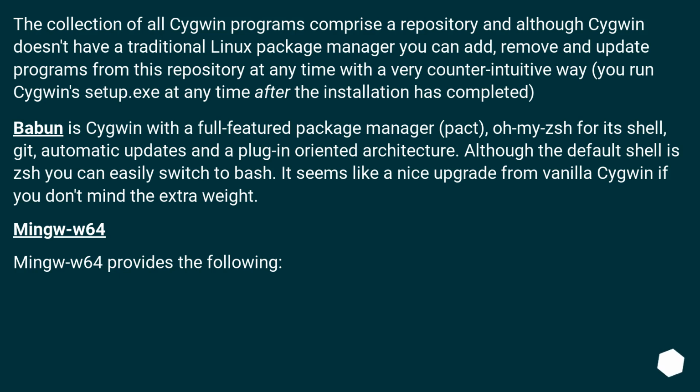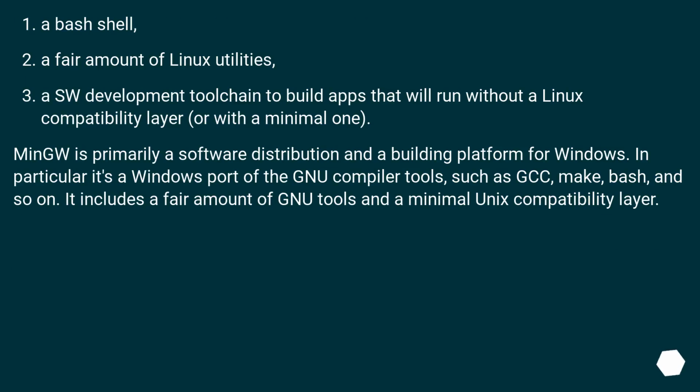MinGW-w64. MinGW-w64 provides the following: a bash shell, a fair amount of Linux utilities, a software development toolchain to build apps that will run without a Linux compatibility layer, or with a minimal one.